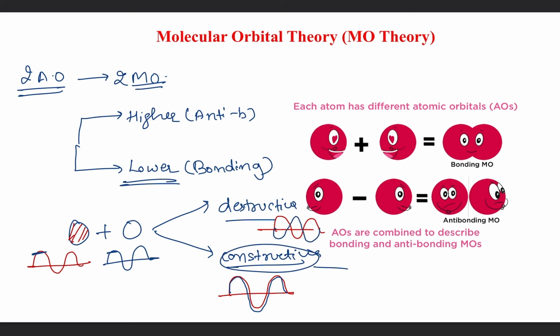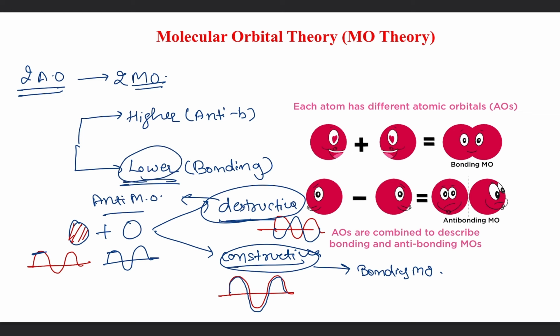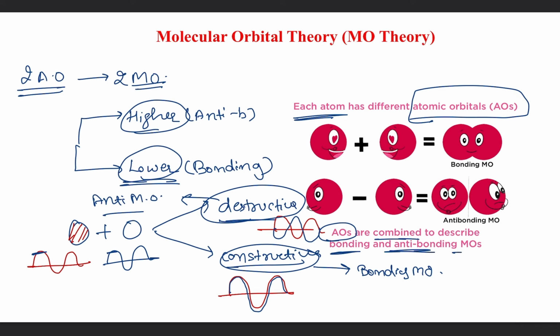So when the overlapping is constructive, it gives rise to the bonding molecular orbital. When the overlapping is destructive, it gives rise to the anti-bonding molecular orbital. Bonding orbitals are of lower energy, anti-bonding are of higher energy. Each atom has different atomic orbitals, so the atomic orbitals will combine to give bonding and anti-bonding molecular orbitals.